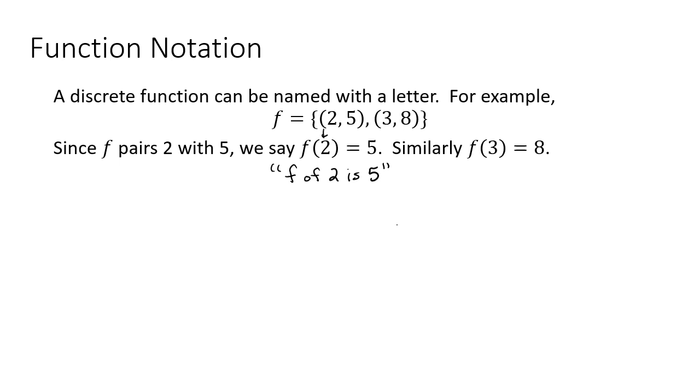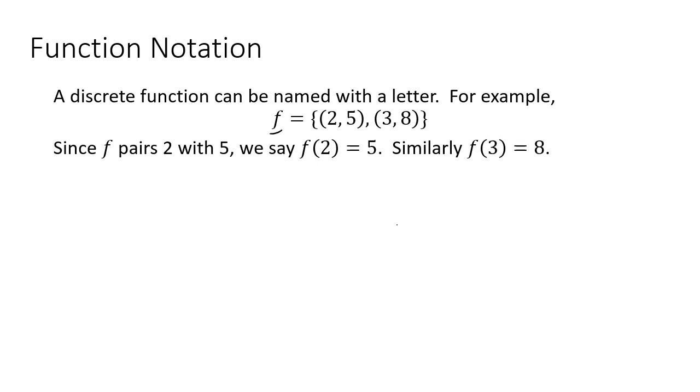All right, so the thing in parentheses next to the function's name is the input, or the x value, if you think of it in terms of x and y. And the thing on the other side of the equal sign is the output, or the y value. Similarly, with this particular discrete function, we could say f of 3 is equal to 8. Input of 3 goes to an output of 8. So that's how we handle discrete functions.